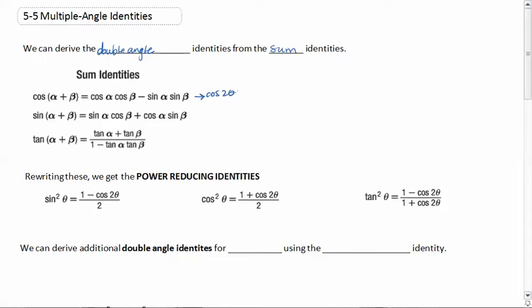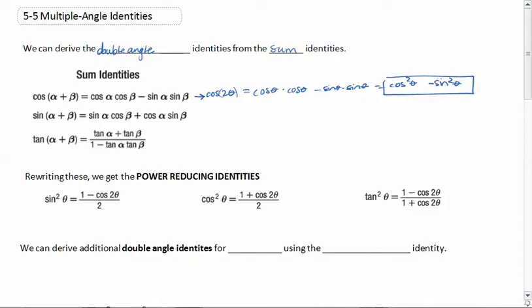equals cosine of the first times cosine of the second minus sine of the first times sine of the second. So that means we have cosine of theta plus theta, so our first and our second are both equal to theta, which means cosine of 2 theta equals cosine theta times cosine theta minus sine theta times sine theta, which means we have cosine squared theta minus sine squared theta. That's it. So that's your first double angle identity.